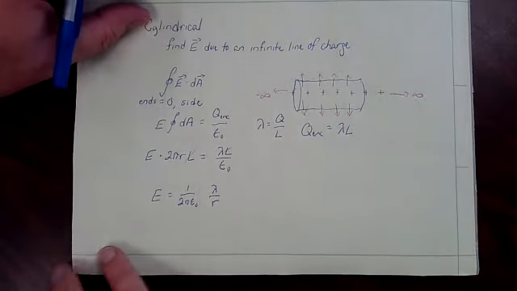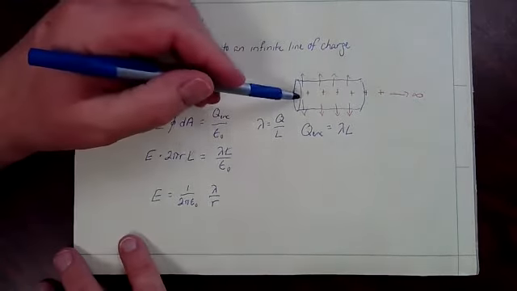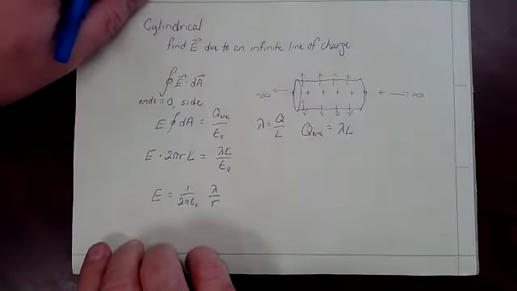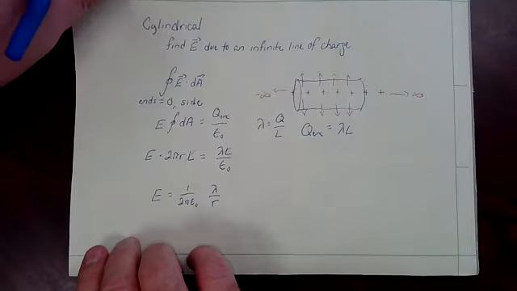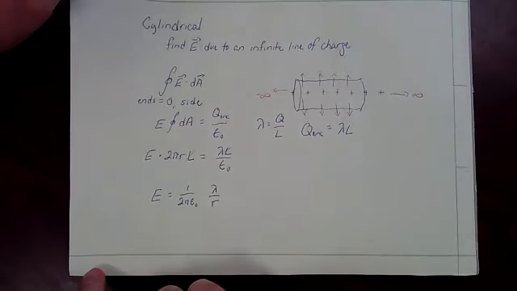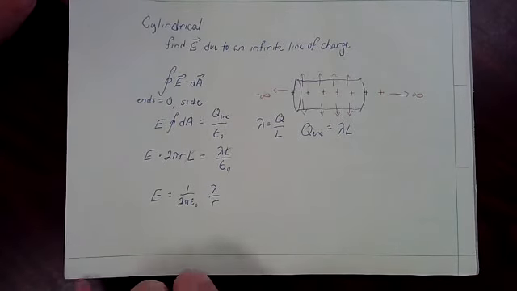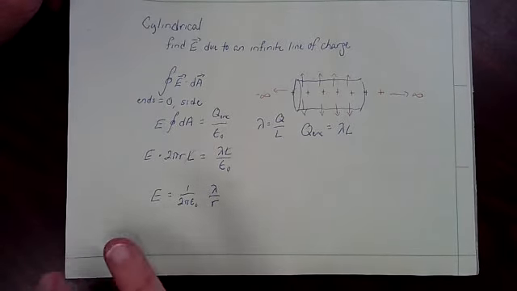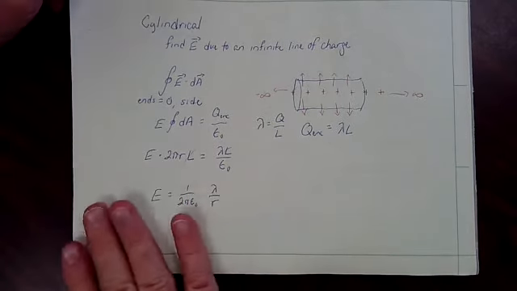Right, so planar is constant. Linear falls off as 1 over r. And point charge falls off as 1 over r squared. But when we do the spherical geometry, we're going to take a look at a couple of different cases. Okay, so any questions here?